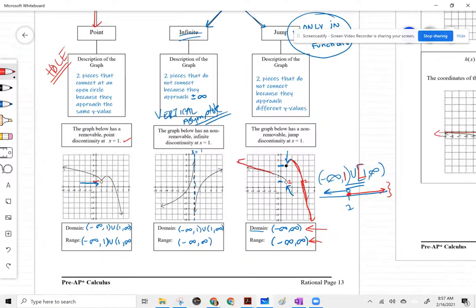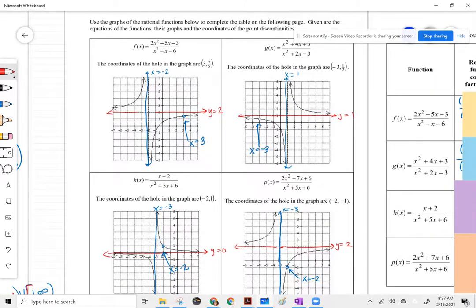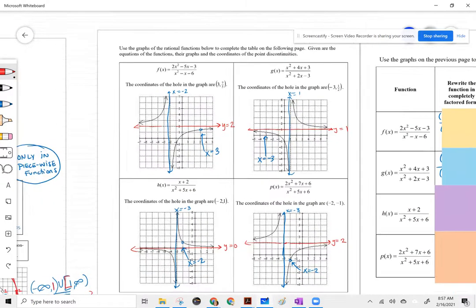All right, so if you're confused on that, we can practice a little bit more. Just let me know that you might be a little bit confused on that. All right, so let's take a look at these graphs right here.